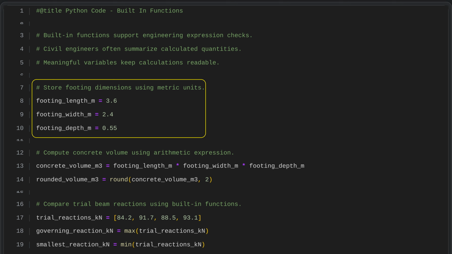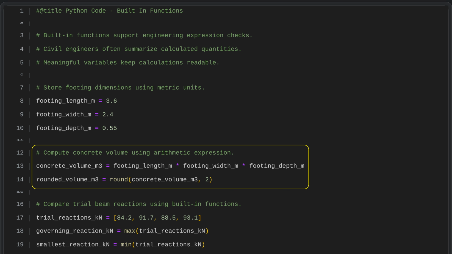The concrete footing is defined by its main dimensions in meters, a length of 3.6, a width of 2.4, and a depth of 0.55. These measurements will be used to calculate the required concrete volume. To find the concrete needed, multiply the footing's length, width, and depth to get the volume in cubic meters. Then round the result to 2 decimal places for a clear report-ready value.